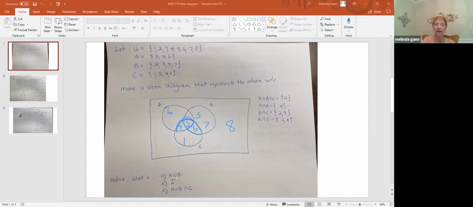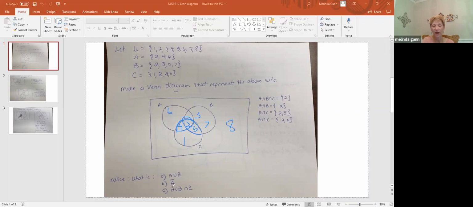Remember what the complement of A is. You have to go up here to this universal set. You'd have to cross out a 2, a 4, and a 6. And then everything that's left would be the complement. Or you could look right here. If you delete this circle, you'd have a 1, a 3, a 5, a 7, and an 8 left. So that's in the complement of A.